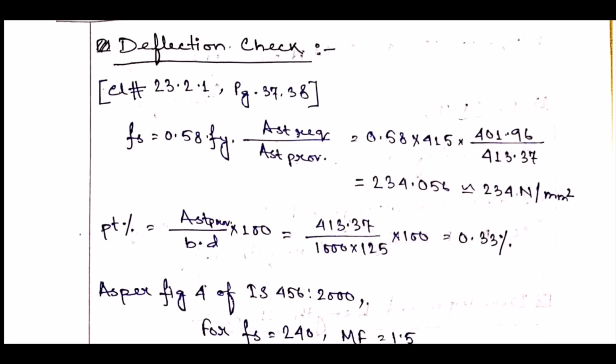Now percentage of steel is AST provided by cross sectional area, that is B into D into 100. So that is equals to 0.33%.